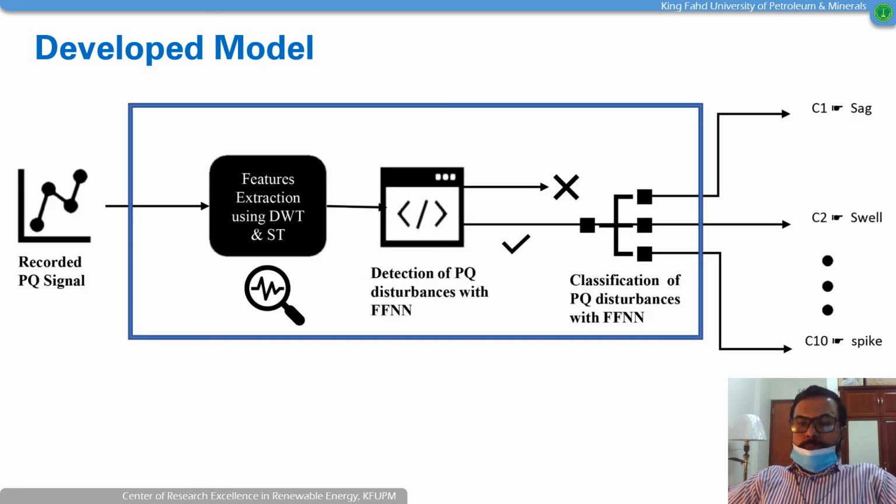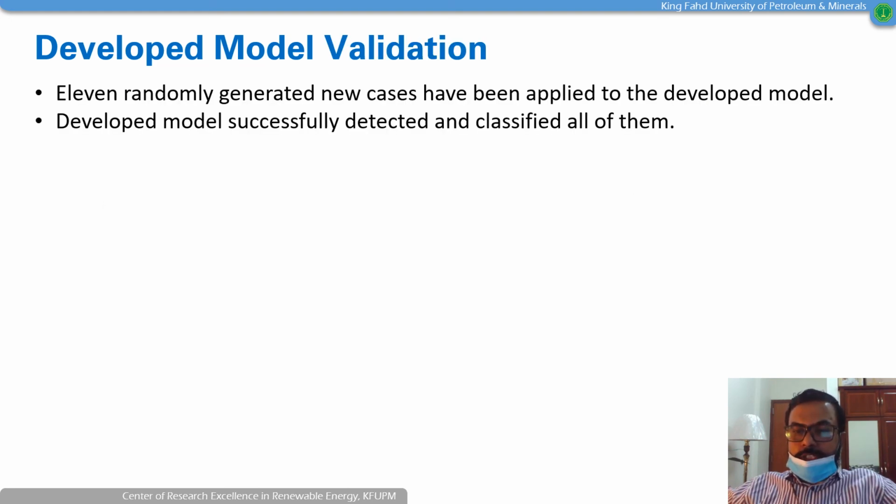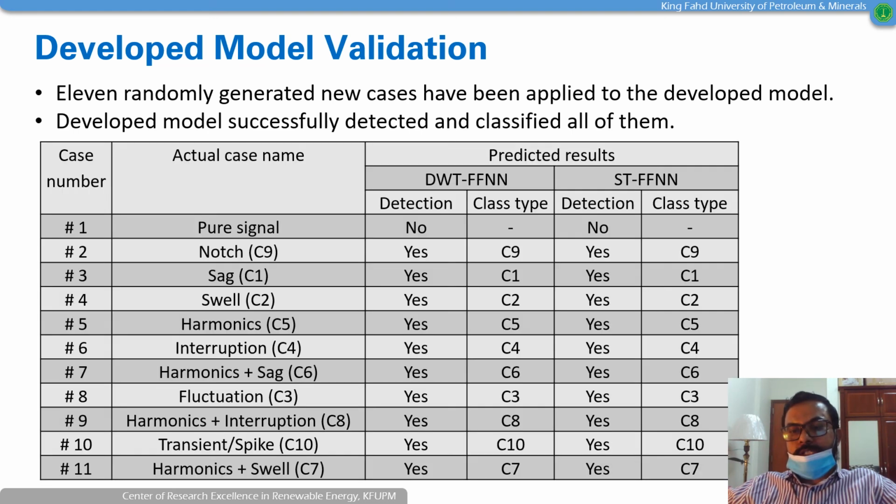This is our developed power quality disturbances detection and classification model. For validation purposes, we have applied randomly generated new cases to our developed models. As can be seen, our models have successfully detected and classified all of the applied cases.